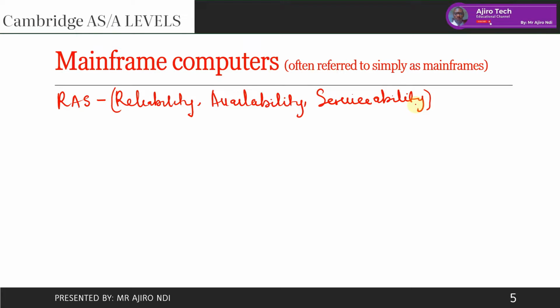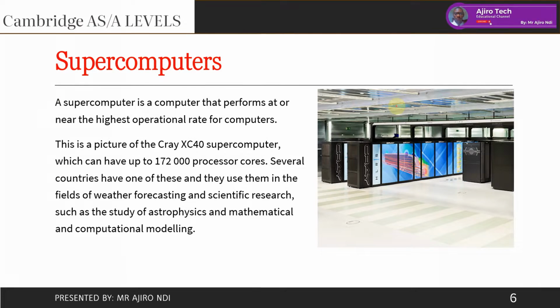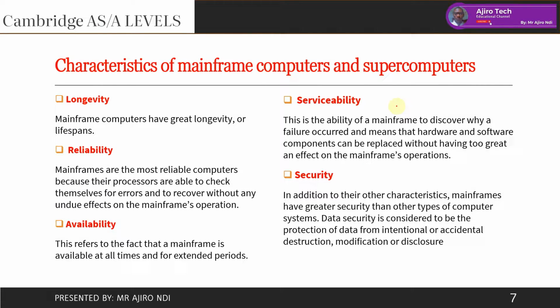RAS is not just a term that is used on the whole with supercomputers. It simply means how reliable is the supercomputer, how available they are, and in terms of the service that they render, how well do they do that? That's what we're here to talk about. So it's very important that you stick with me on this. I put it right here as part of the characteristics, so now you know where they're coming from. Right here we have reliability as part of the RAS.